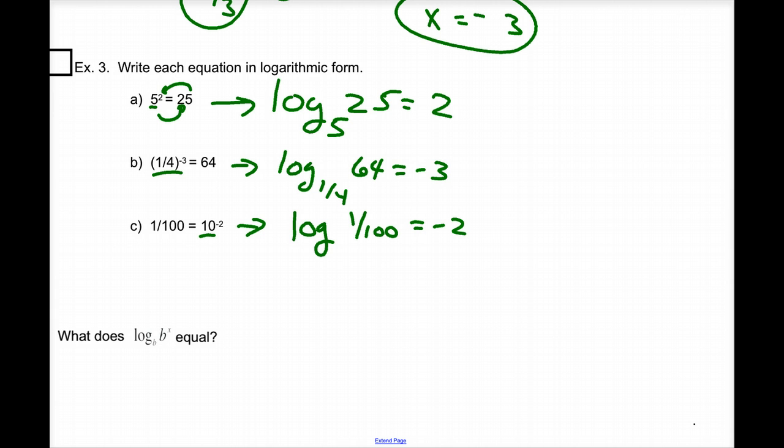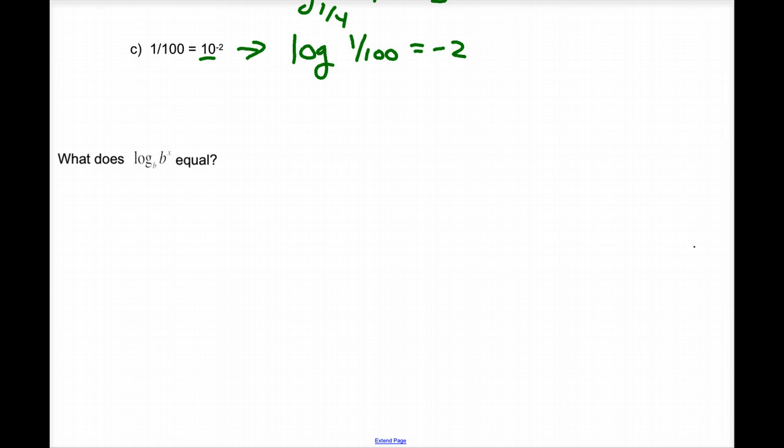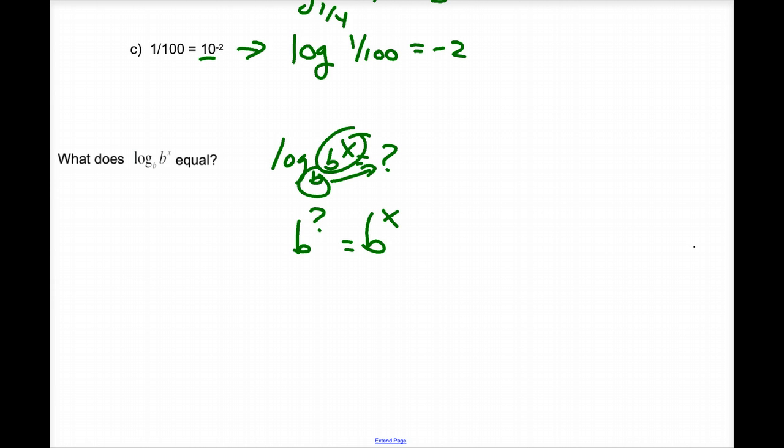And the last one I have on this side, log base b of b to the x. I want to know what log base b of b to the x equals. I could rewrite it. It'd be b to the question mark equals b to the x. And hopefully you can see that the question mark, what I want to find, has to be the same thing as x. They have the same base, b, and so they need to have the same power, or exponent, which would be x. So that's just x.